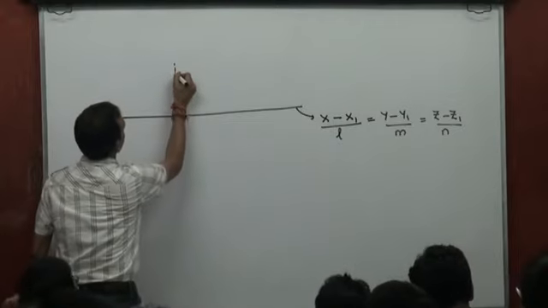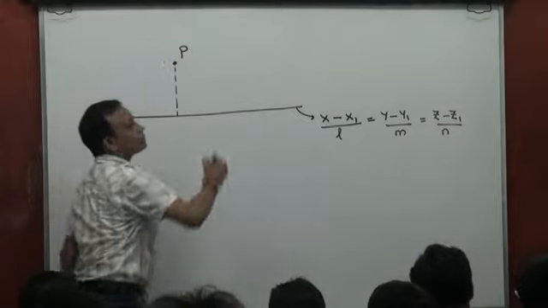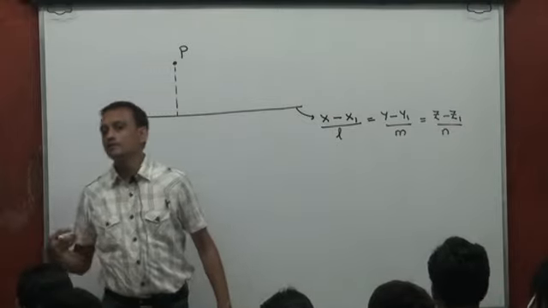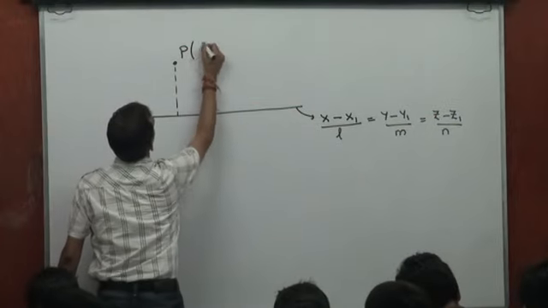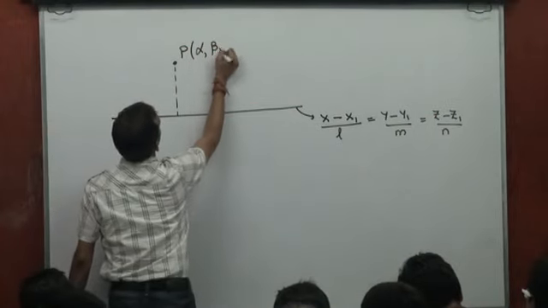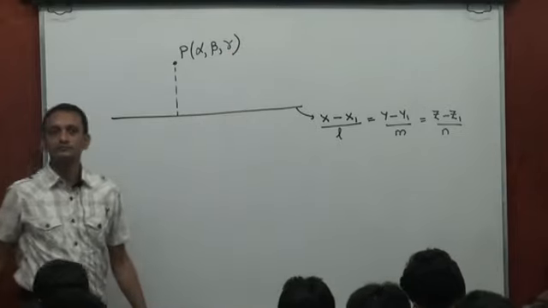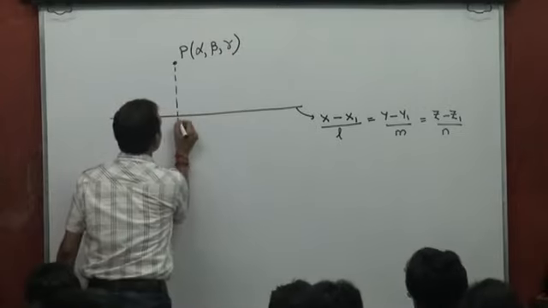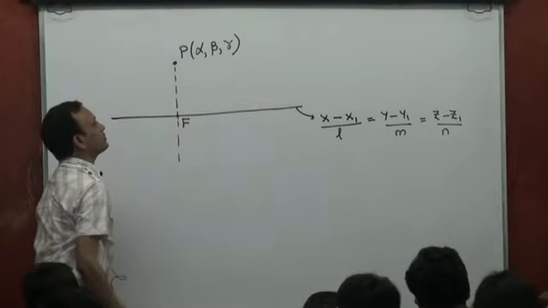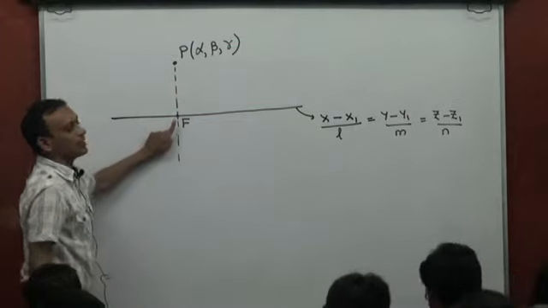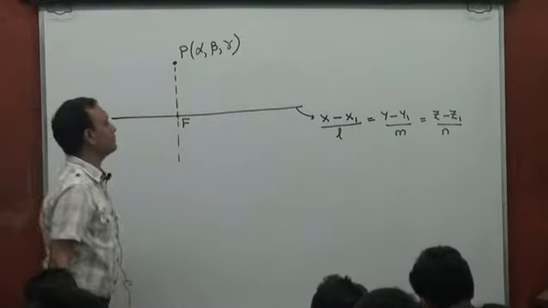And there is a point P not lying on the line. Let's say its coordinates are alpha, beta, gamma. F, let's say, is the foot of the perpendicular from the point P onto the line.